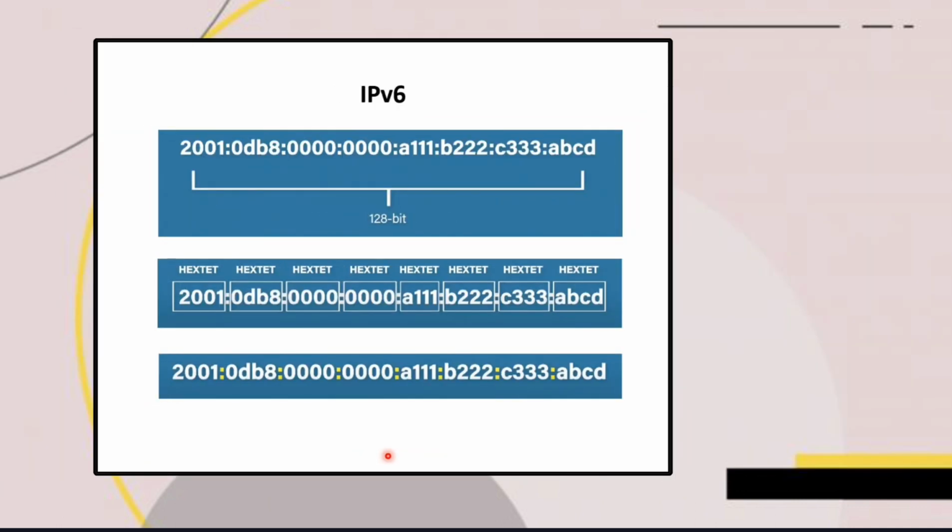IPv6 addressing. IPv6 addresses are 128 bits in length, representing a significant expansion over the 32-bit addresses used in IPv4. IPv6 is 128 bits long. It has 8 sections called hextets: 1, 2, 3, 4, 5, 6, 7, 8. IPv6 uses colons to separate hextets rather than using dots.